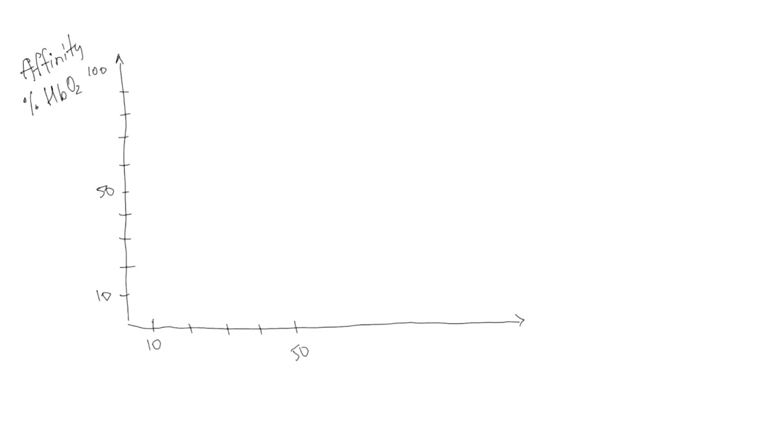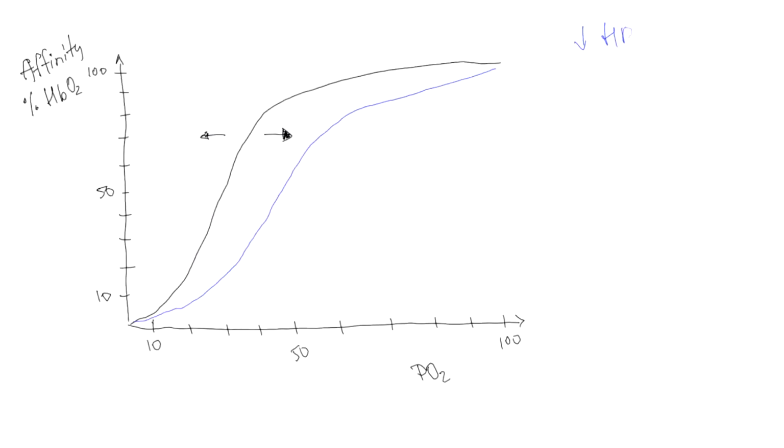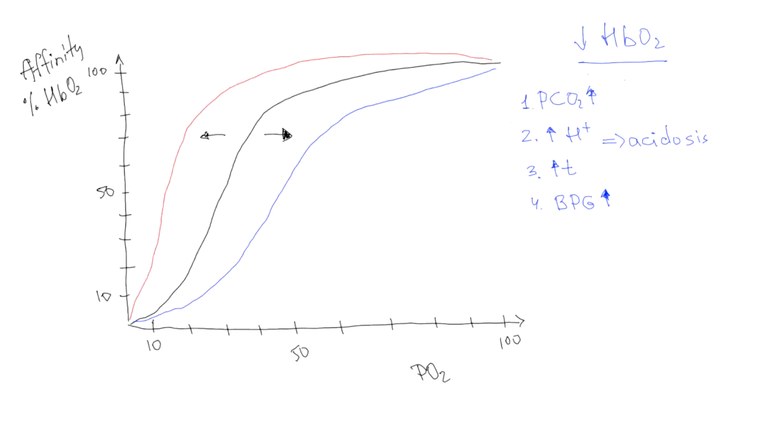This curve can be shifted by some factors. If it shifts to the right, it means the affinity for hemoglobin is reduced. This is influenced by the increase in partial pressure of CO2, increase in hydrogen, which means acidosis, increase in temperature, and increase in biphosphoglycerate. When the curve shifts to the left, it means the affinity of hemoglobin is increased, this being influenced by the reduction of the same factors.